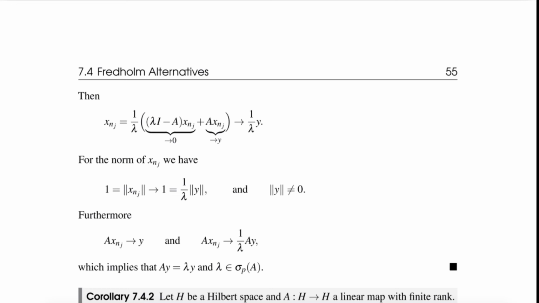And now we apply A to this. So A x_nj converges to y. And it converges to 1 over lambda A y. Where does this come from? Oh, this comes from earlier. So then this implies that A y is lambda y and lambda is an eigenvalue.